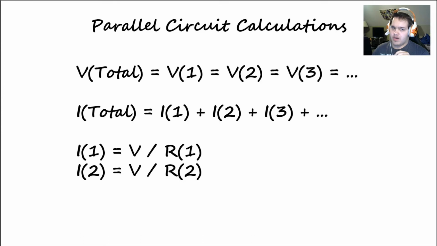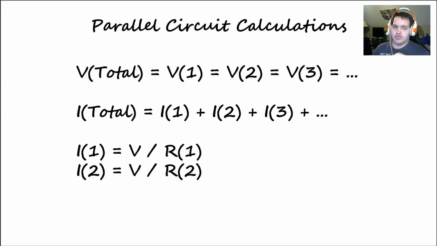Here are some of the parallel circuit calculations. Unlike a series circuit, voltage is constant across the entire circuit. So the total voltage equals the voltage at the first resistor equals the voltage at the second resistor equals the voltage at the third resistor. Voltage is constant in the entire circuit.